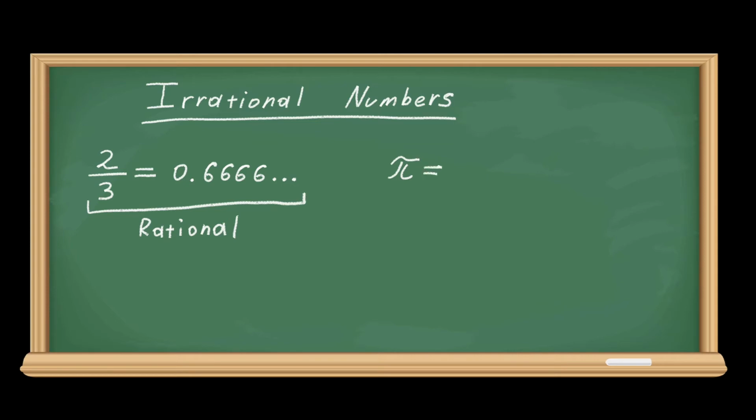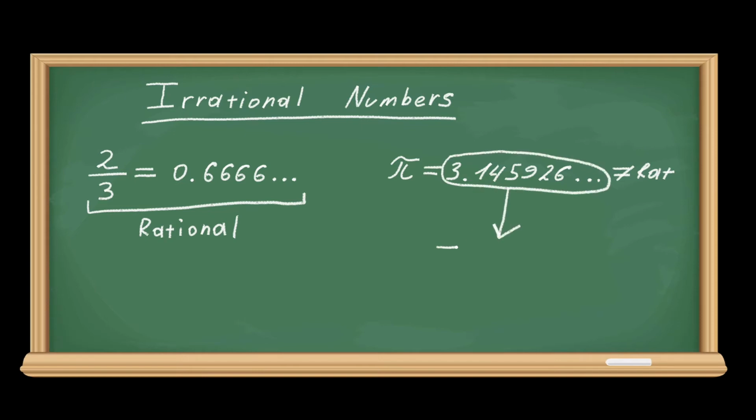But not all decimals are periodic. Here's an example. Here we have the number pi, which equals 3.145926 and so on. And it is not a rational number, because it's not periodic. In other words, it doesn't have a constant repetition of the same number. So we call a number which is an infinite decimal with no periodicity an irrational number.